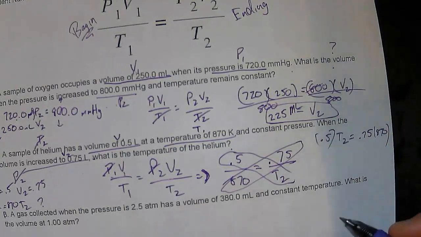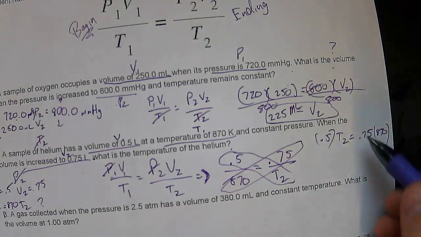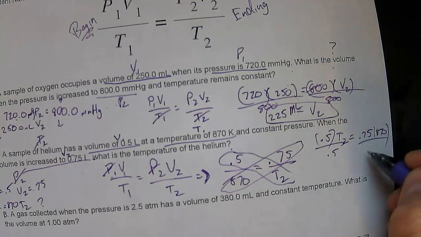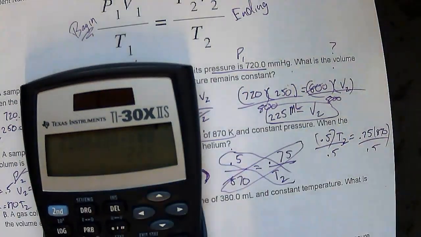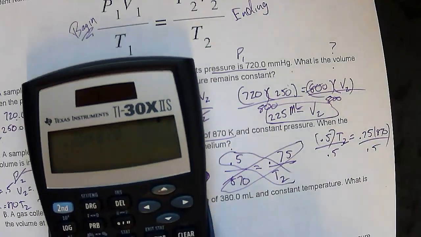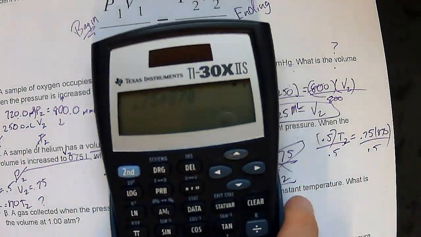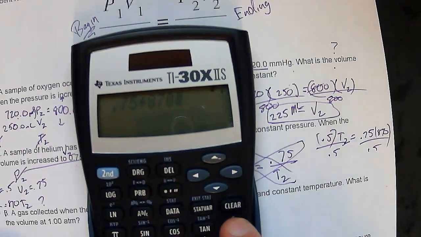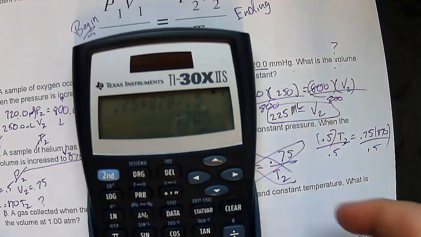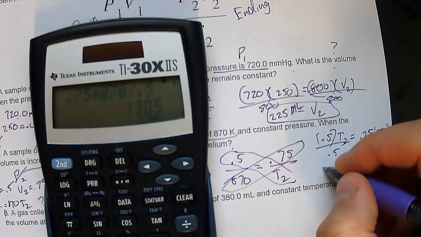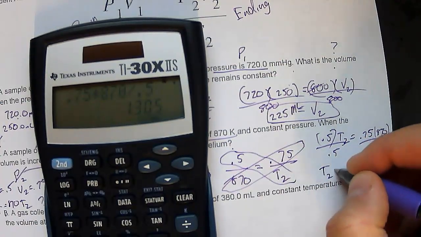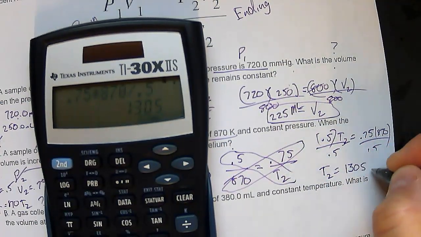Now this looks just like the problem we had up here. It's solved a little bit differently, but that's how we do it. Now we divide both sides by 0.5 and plug it into the calculator. So 0.75 times 870 divided by 0.5, and we get that T2 is equal to 1305 Kelvin.